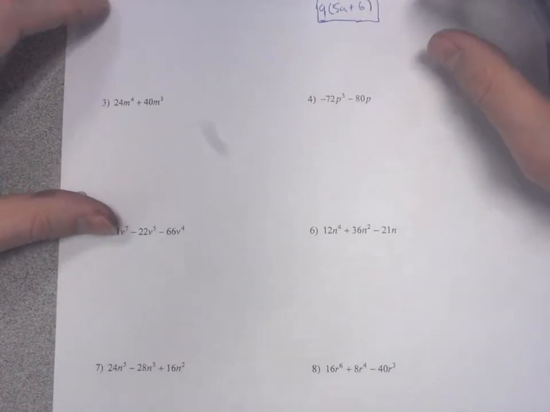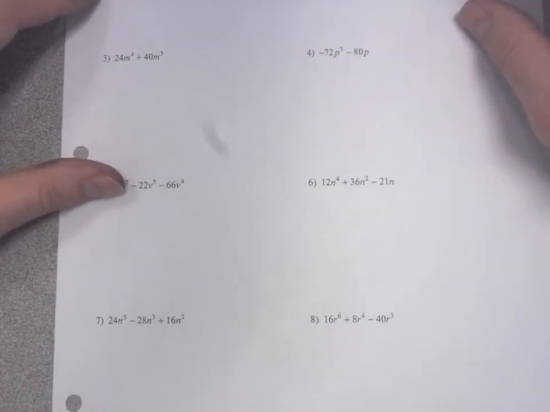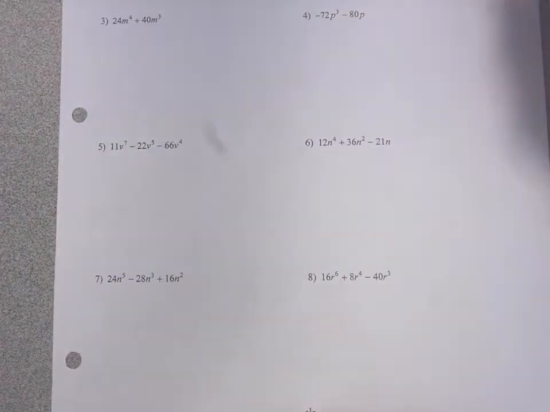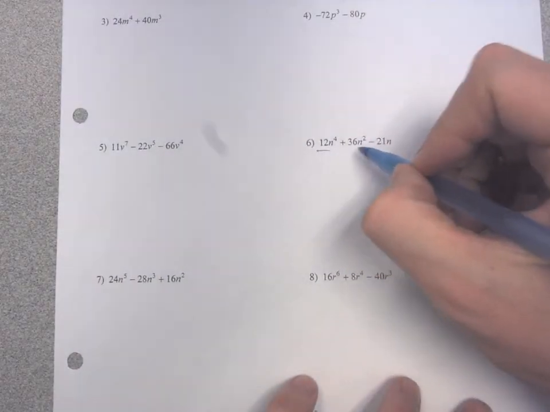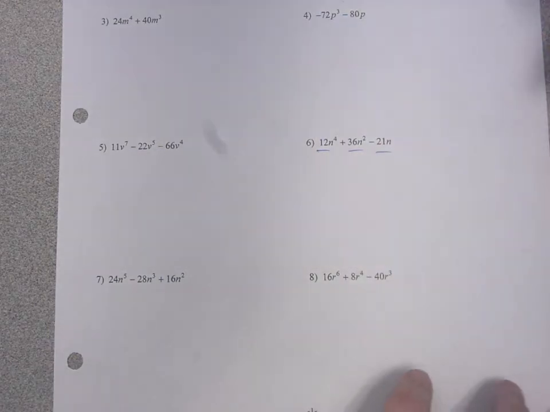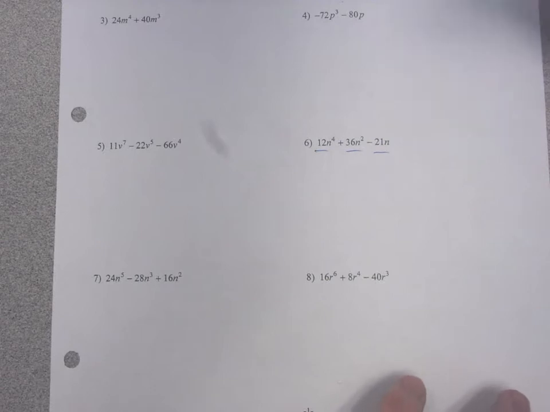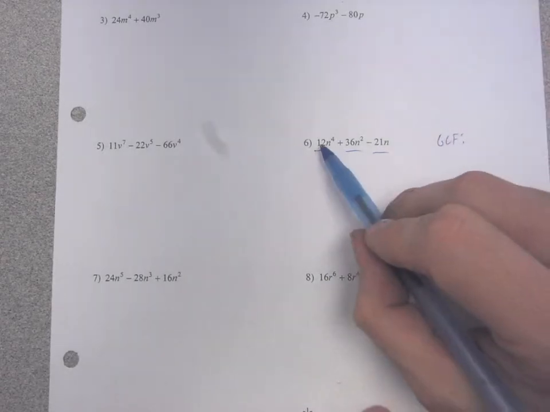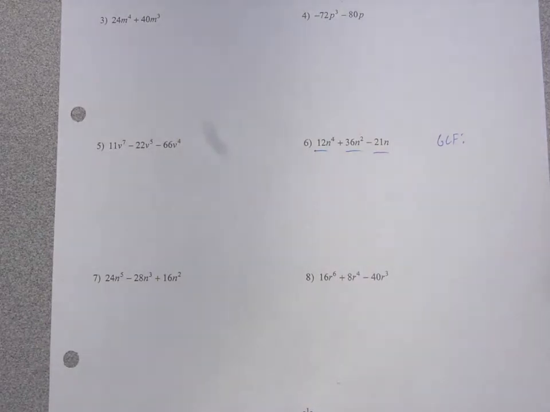Okay, let's look at one with some powers here, or some variables. All right, number 6, for example. So notice that now we have 3 terms. That's important. And we also have 3 variables. So we first start out by finding out what the number part of the GCF is. So I got a 12, a 36, and a 21. We got to think what goes into all 3 of those numbers.